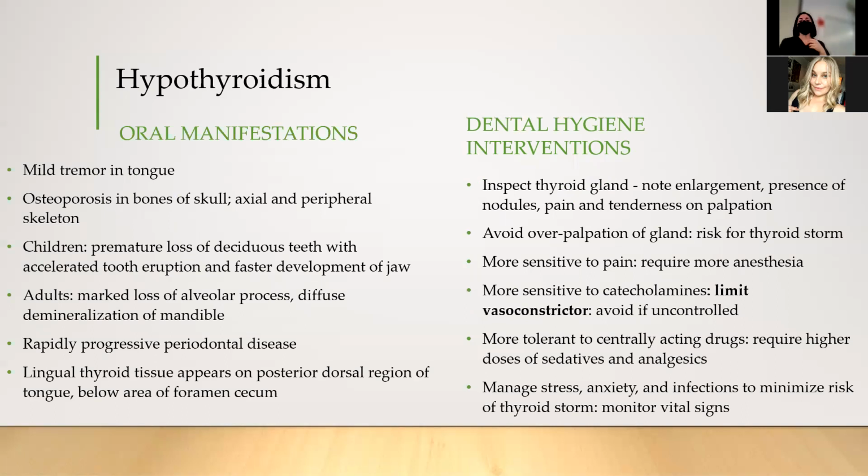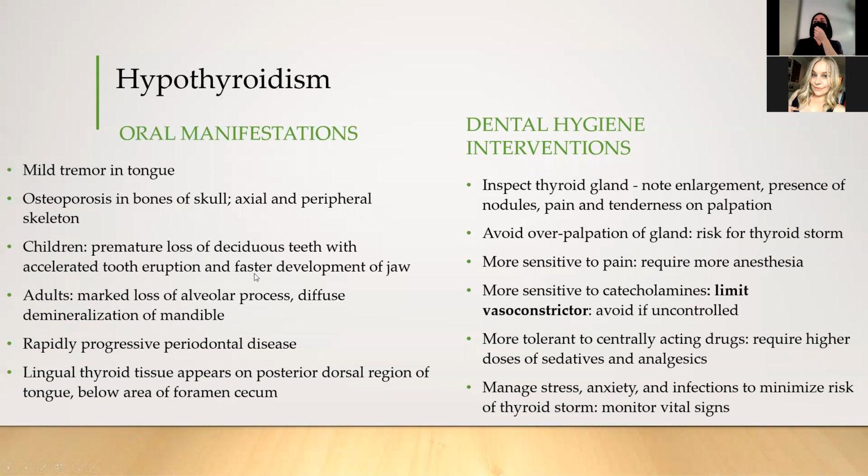Hypothyroidism, this one has some interesting pertinent things. Oral manifestations, I don't remember talking about that at all, but some mild tremoring in the tongue, osteoporosis. So that could be something that a physician might see. We wouldn't obviously see that unless it was having to do with resorption of the jaw or something, faster bone loss, or we might note that in our chart notes, or over the course of taking radiographs, we might notice it.